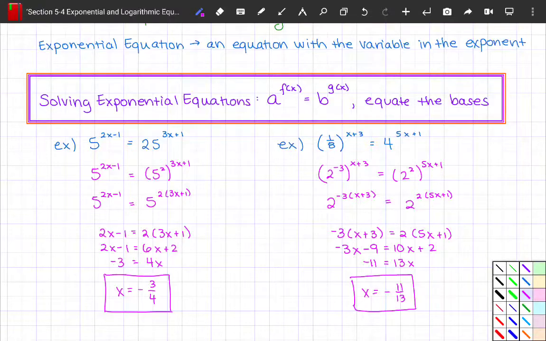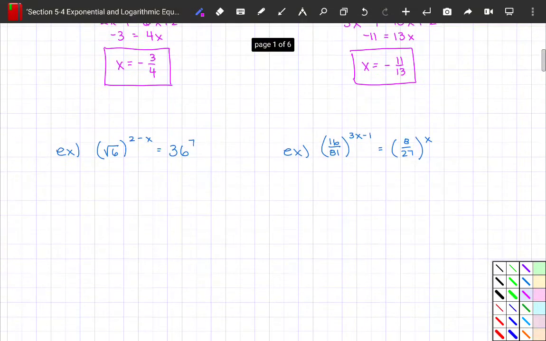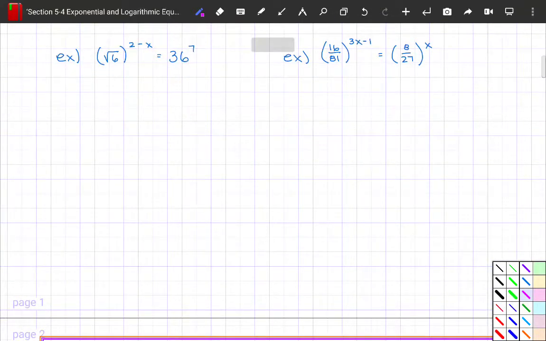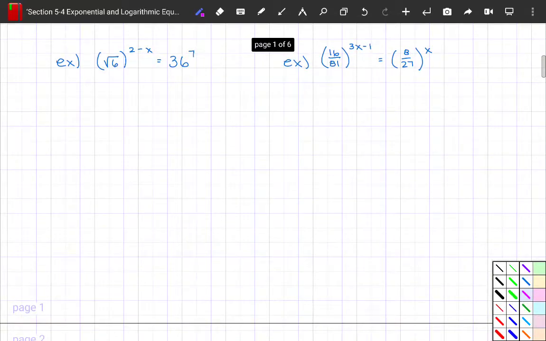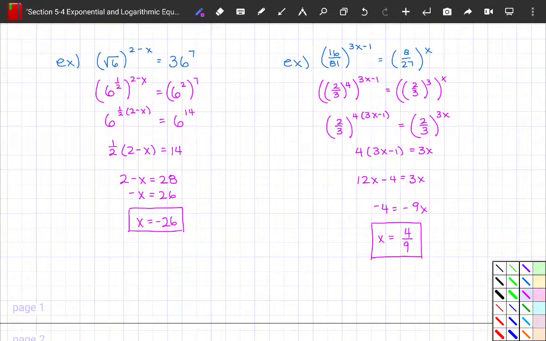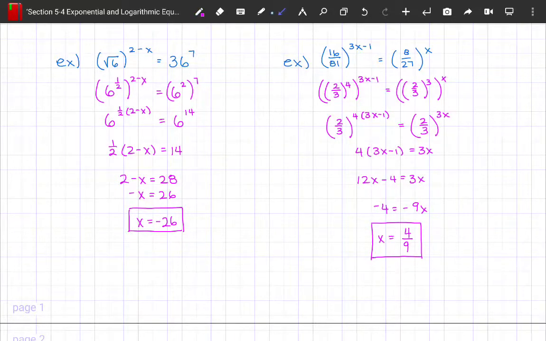So now let's look at a couple for you to try. Okay, so give these a shot, and we'll take a look together. So go ahead and pause the video, but then we'll look at the solutions together. Okay, so here are the solutions. So the key with the first one is they could be written as base 6. Square root of 6 is 6 to the 1/2. 36 is 6 squared. But then we do the same exact process we did before.